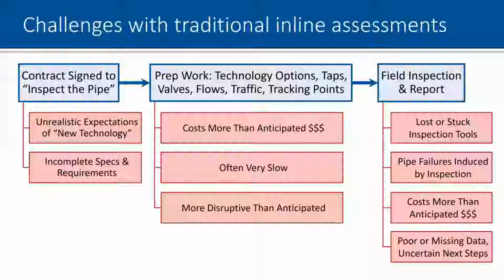And then finally, some of the challenges we've seen with the inspection work itself are lost or stuck inspection tools for one reason or another, and pipe failures induced by inspection. I've personally blown pipes out of the ground while trying to manipulate flows to get inspection tools through the pipeline. Again, this can cost more than anticipated, and sometimes when you get the inspection completed, there's poor quality data, sometimes there are entire gaps in the data, and sometimes we're not quite sure what to do next. So we want to be able to address each of these challenges in the planning stage so that we don't get ahead of ourselves.